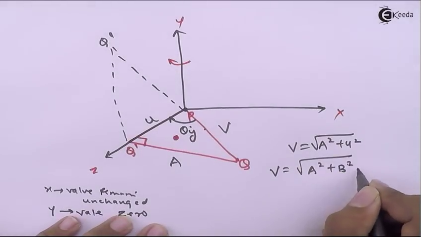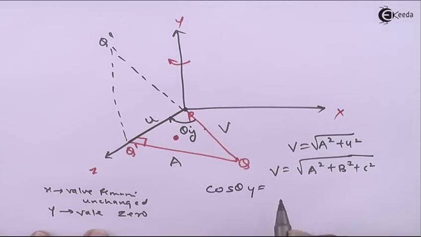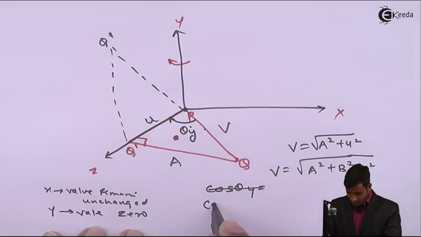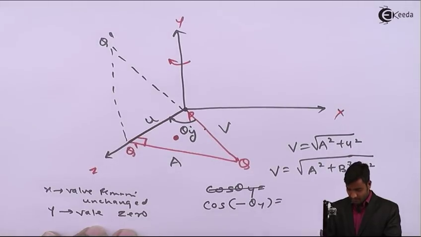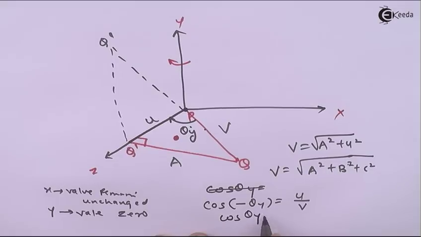So I will write as b square plus c square. We are doing this because we want to get relation for cos theta and sin theta. So the cos theta y will be, since we are performing here clockwise rotation, this will be minus theta y, so it will be u by v. Since cos is a don't care condition, it will not affect cos, so I can write it as cos theta y as u by v.